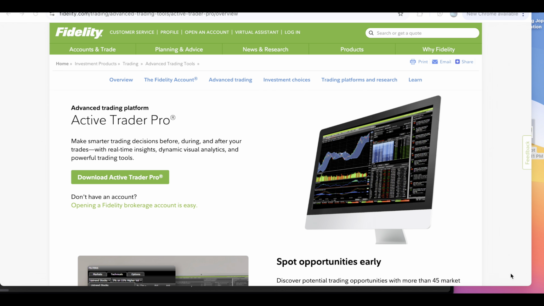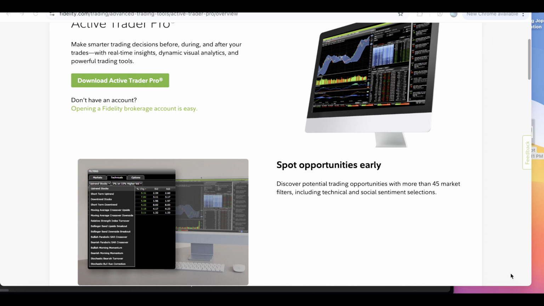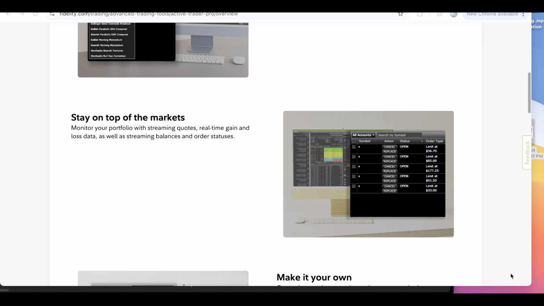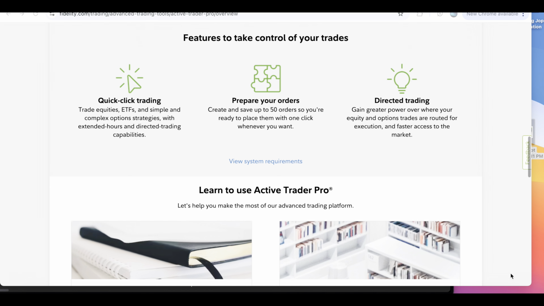In terms of day trading tools, Fidelity has Active Trader Pro software, which is a powerful platform with real-time market updates, direct and intelligent order routing, and the ability to have trailing stop orders.